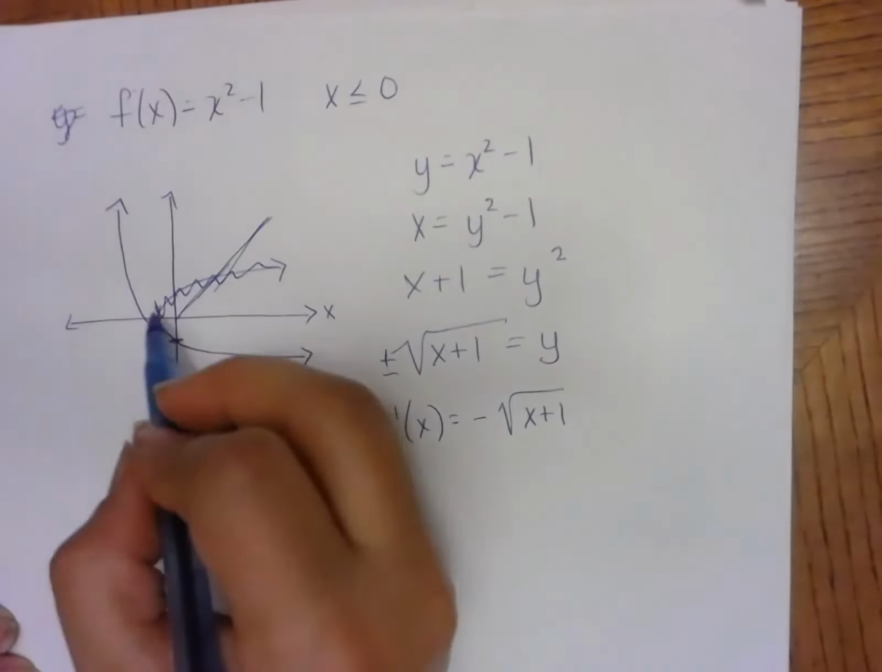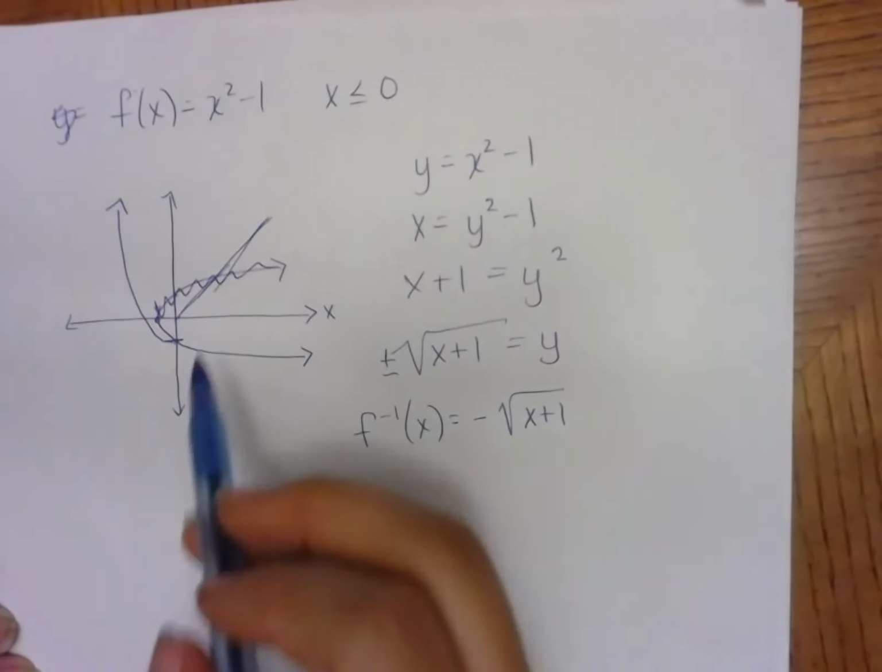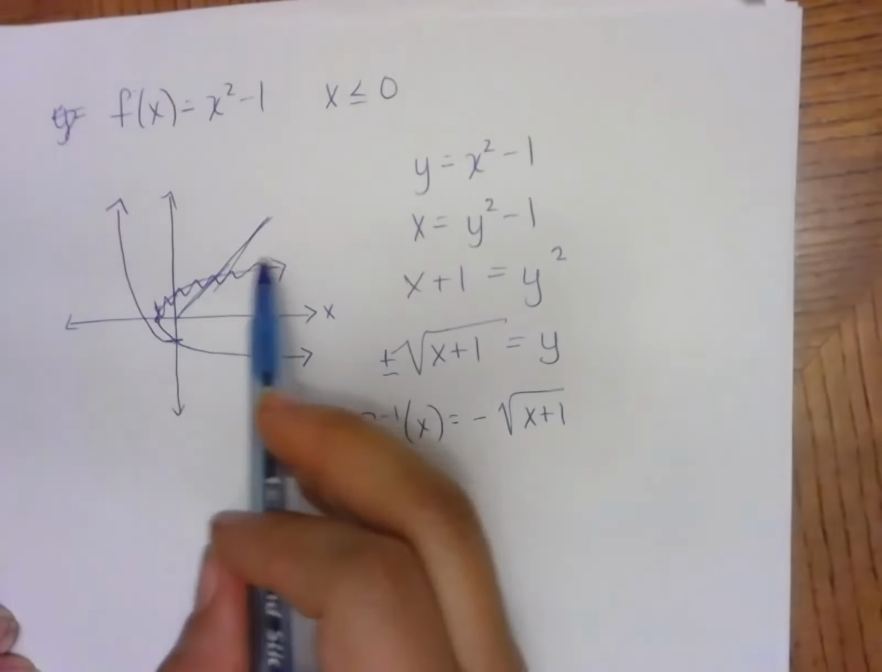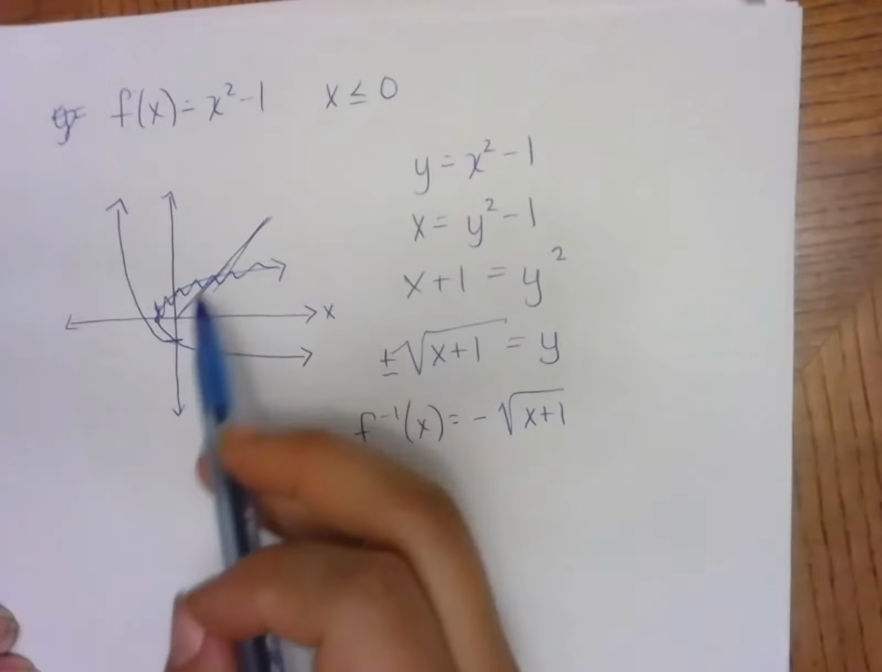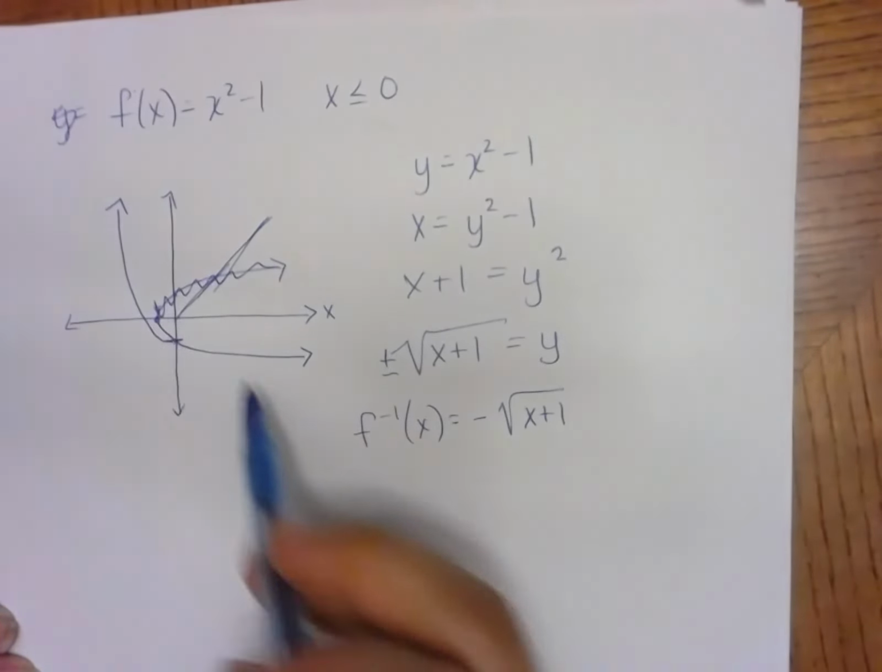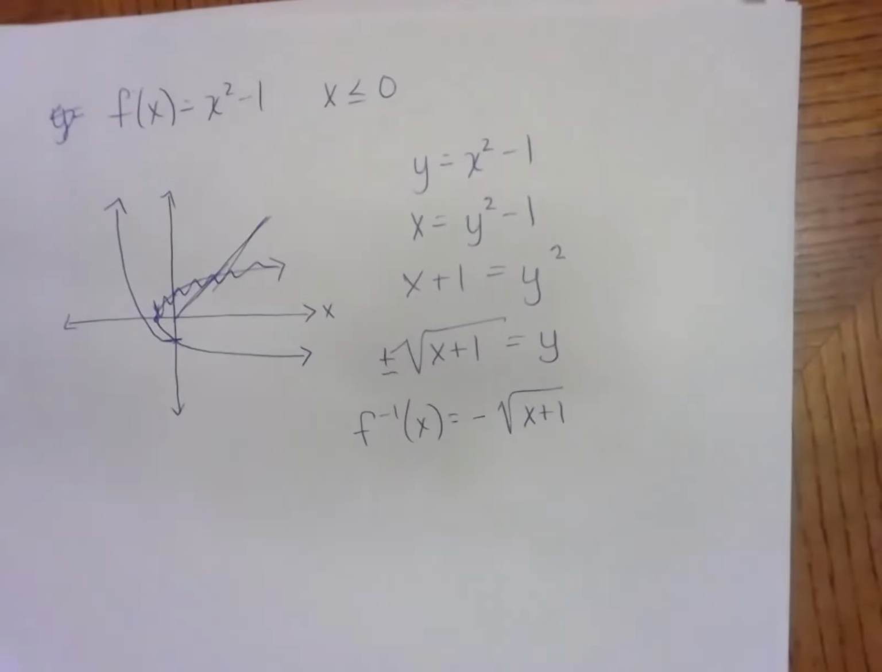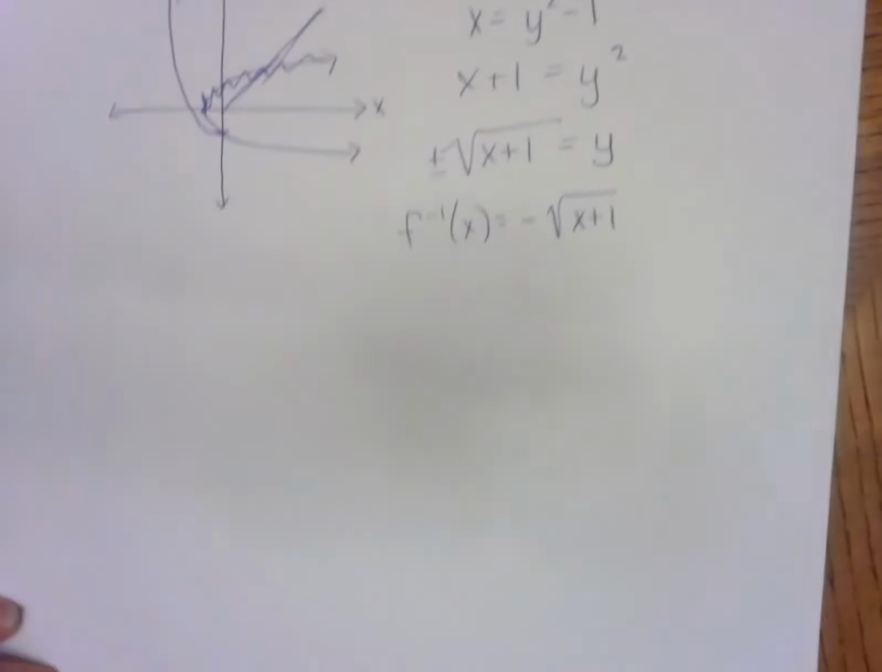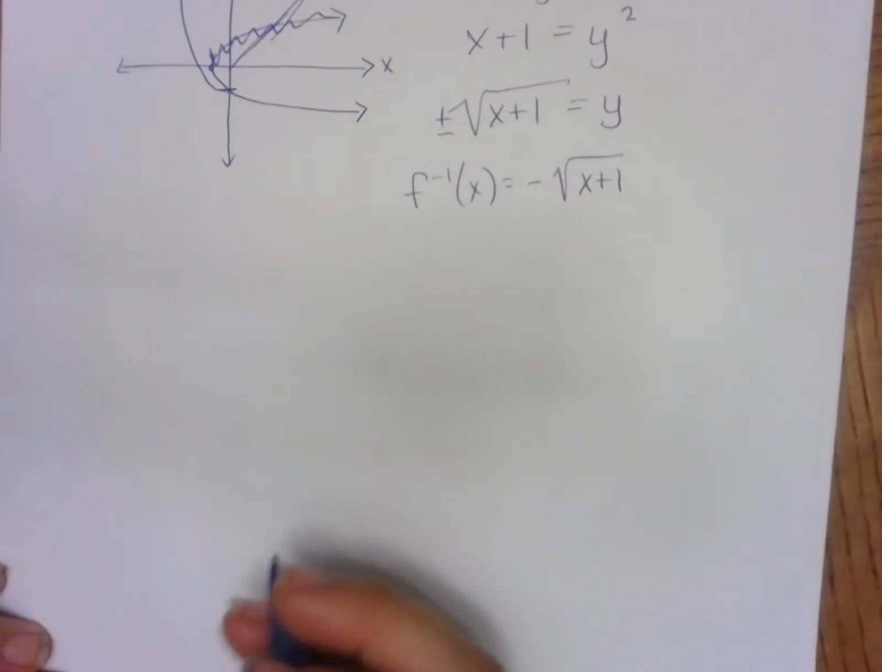So that solidified my point that if I looked at this, it doesn't look like a reflection over the line y equals x at all until I move it, right? So it's shifted back and then reflected down.